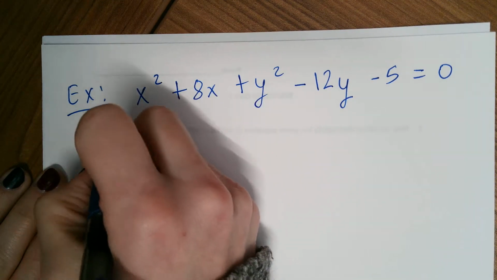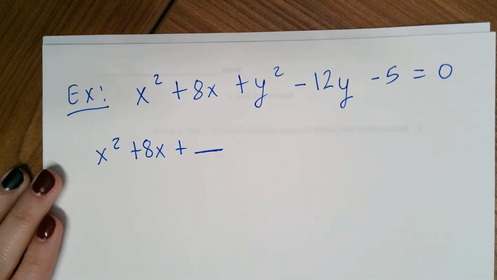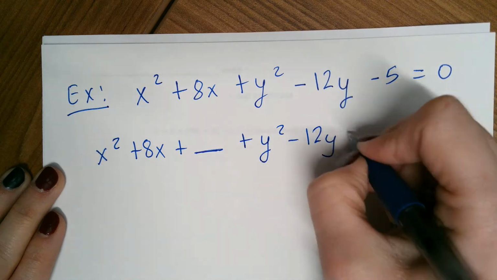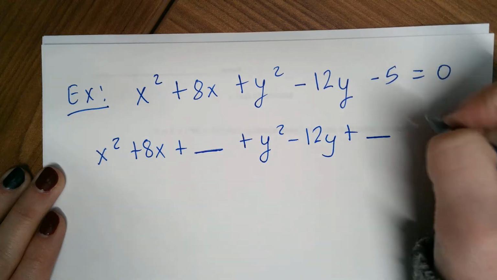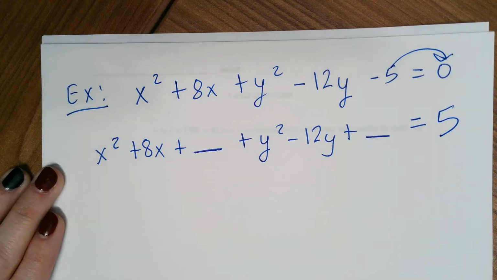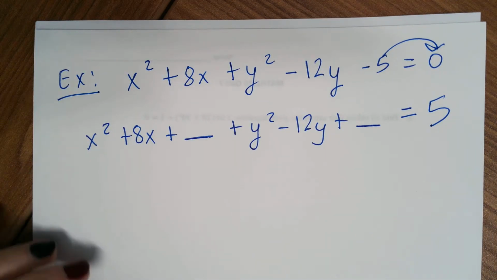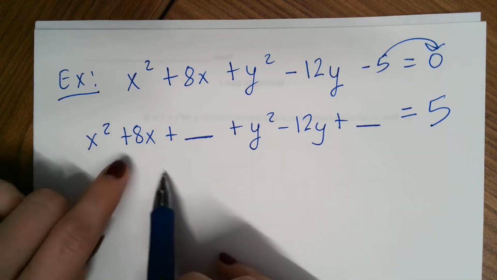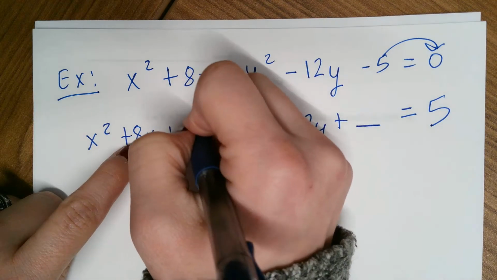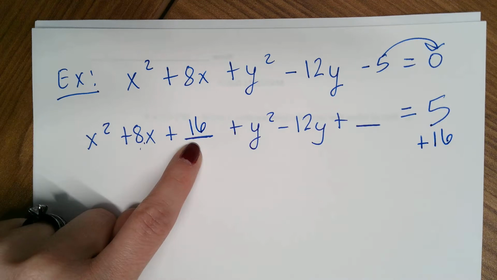So I have x squared plus 8x plus whatever number is going to get me that perfect square trinomial, plus y squared minus 12y plus, again, whatever number is going to give me that perfect square trinomial, is equal to, we're going to add 5. There we go. All right, so let's figure out what our numbers are that make us a perfect square trinomial. For my x's, half of 8 is 4, and 4 squared gives me 16, so I'll add 16 here and add 16 to my 5.